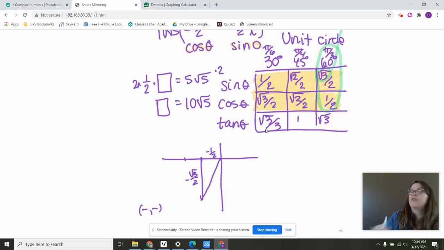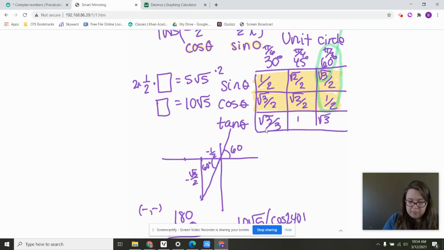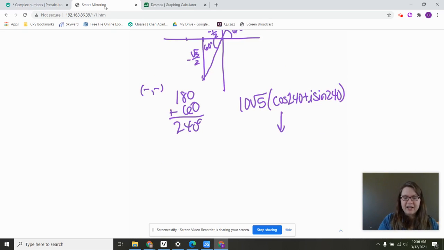And the one on the unit circle that matches that is the one where this angle right here, because it goes across from there, is 60 degrees. So this is 60 degrees more than 180. So 180 plus 60 is 240. That puts us in the right place. So the correct answer is going to be 10 square roots of 5, and then cosine of 240 plus i sine of 240. I was about to type it in, but then I looked at the directions and it said that it was supposed to be in radians.